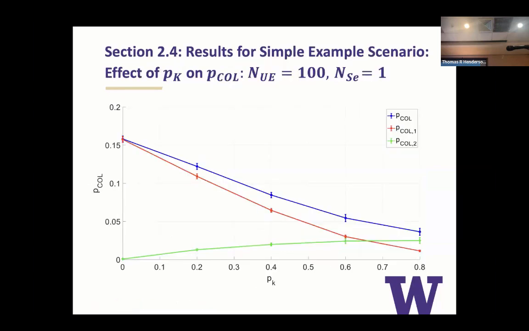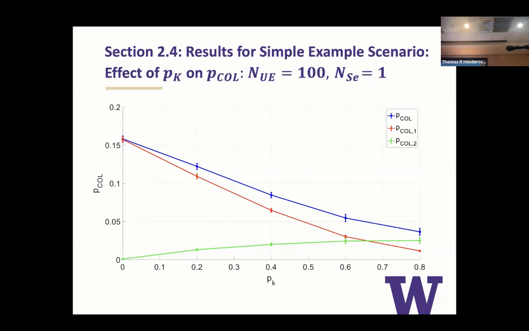Okay, so let's focus on the impact of PK on the MAC collision probability. Under the low PK case, the PK1, the collision probability that collision event 1 happens, dominates the total collision probability. When PK increases, the PK1 decreases significantly, and the PK2 increases slowly. So we can see that the total MAC collision probability will decrease when PK increases.